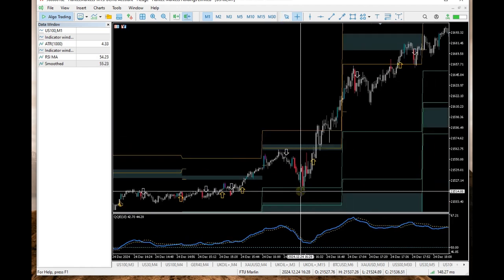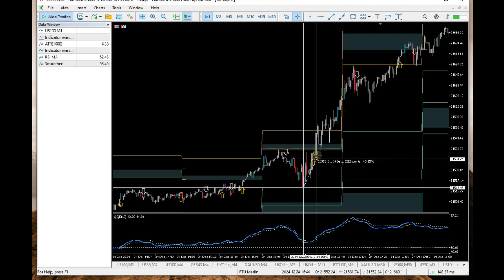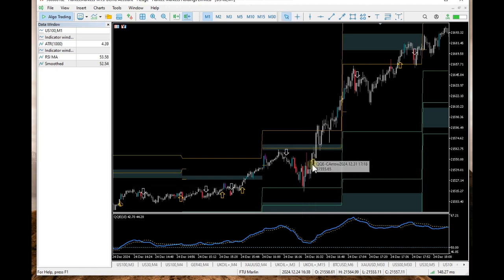Maybe over here you're buying, but notice the color changes to red, so you have to be cautious and pause. Sell off that point, sell off there, get target one.